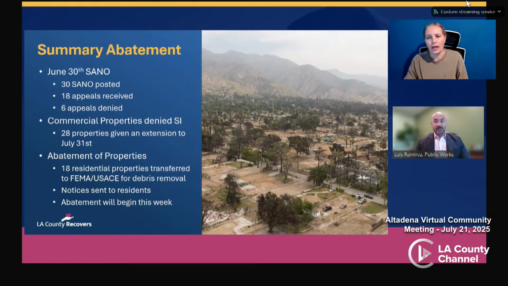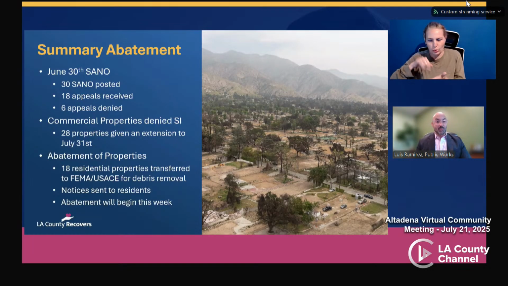There were a total of 18 properties in Altadena that were transferred over to FEMA Army Corps for abatement. These were properties where abatement had not begun as of the end of the summary abatement order process completion, which was June 30th.